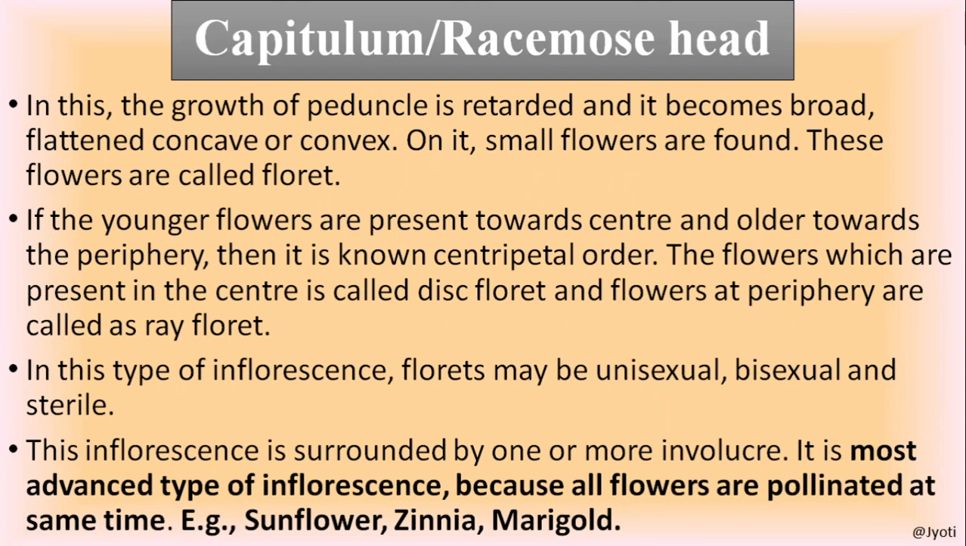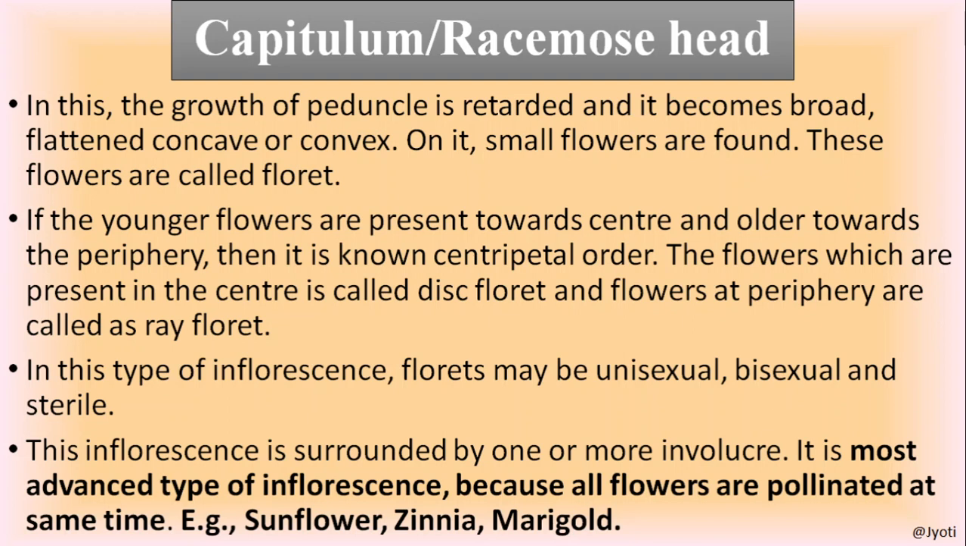The next type of inflorescence is capitulum or racemose head. It is otherwise called head or capitulum inflorescence. Here the growth of the peduncle is retarded and it becomes broad. I will show you the picture so that it will be clear to you. It is broad, flattened, concave or convex. And on that concave or convex surface of the peduncle, the small flowers are present.